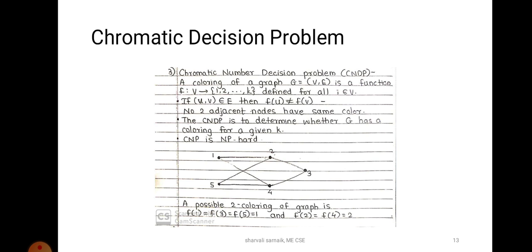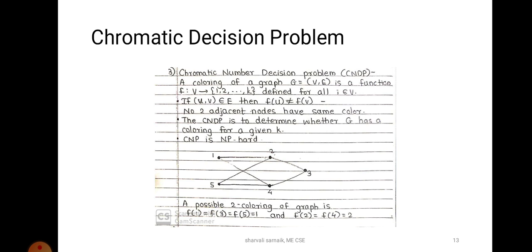In this case, if any two adjacent nodes have the same color, then the coloring is not valid. So in this problem, no two adjacent nodes should have the same color, and the chromatic decision problem is to determine whether G has a coloring for a given K. Suppose there are K colors. Every node should have some color. So we have to determine whether G has a coloring for a given K, and if so, then the chromatic number problem is an NP-hard problem.